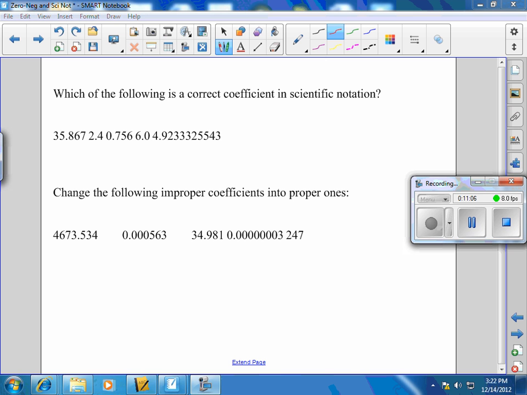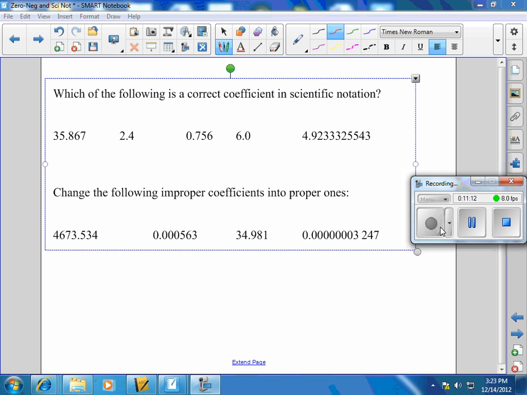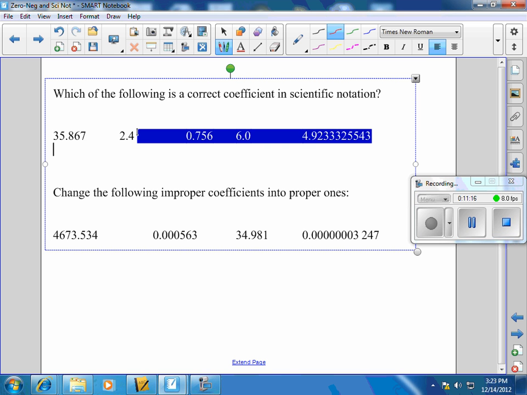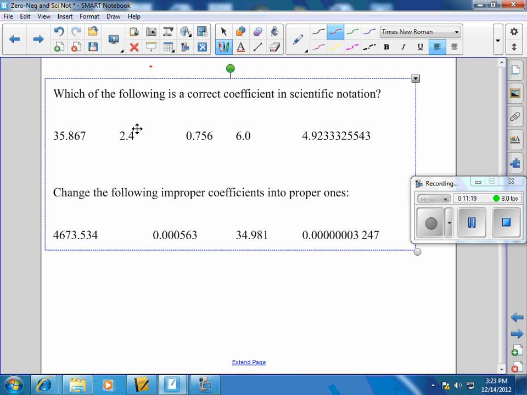So, using all that information, which one of these following is in scientific notation? There are 3 options here. Hopefully you pick 2.4 and 6.0, and this 4.9 blah blah blah. The other 2 are not in correct scientific notation because they do not have a digit 1 through 9 in front of the decimal place.